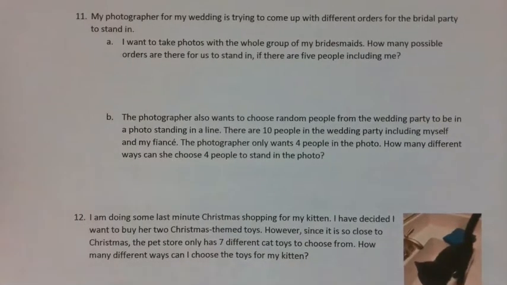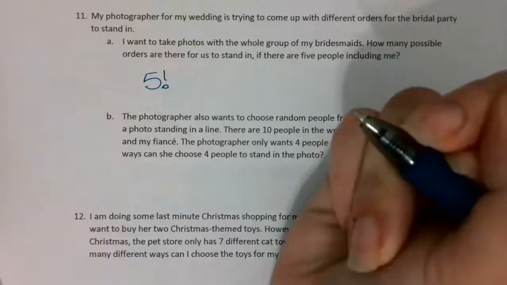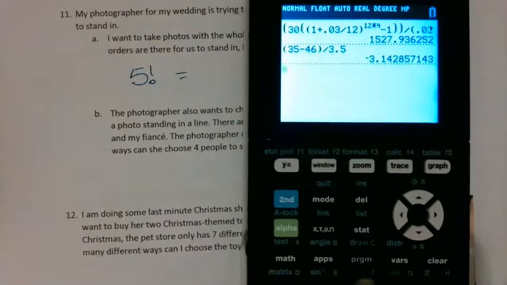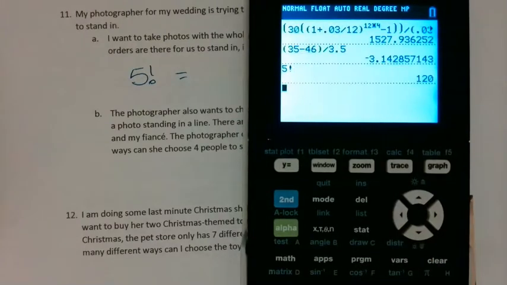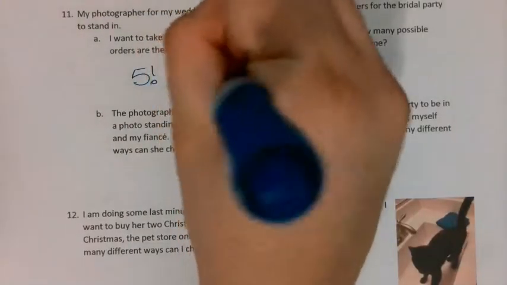Okay. So my photographer for my wedding is trying to come up with different orders for my bridal party to stand in. I want to take photos of the whole group of bridesmaids. How many possible orders are there for us to stand in if there's 5 people including me? If we're in a specific order, it's got to be factorial. Then what I want to do on my calculator is I'm going to do 5, go over to probability, choose 4, which gives me 120 different possible combinations.